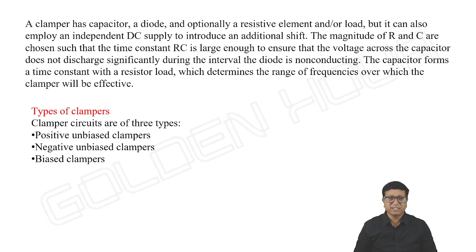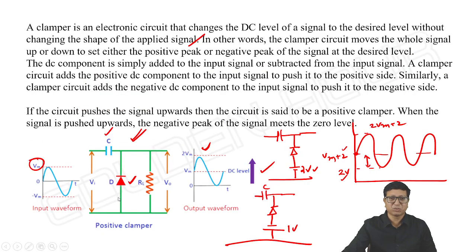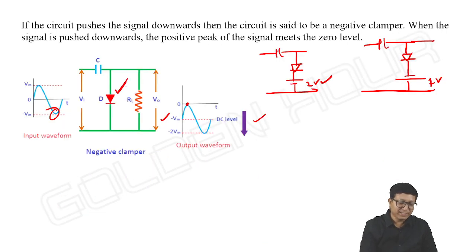Next, types of clampers. Clamper circuits are of 3 types. Positive unbiased clamper means the very basic positive clamper circuit. This is positive unbiased clamper, and this is positive biased clamper. Biasing in the sense connecting a DC source in series with the diode. So you may connect a positive source or a negative source. This is called biased positive clamper. These two are biased positive clampers. This is positive unbiased clamper. Similarly, this is negative unbiased clamper, and these two are negative biased clampers.